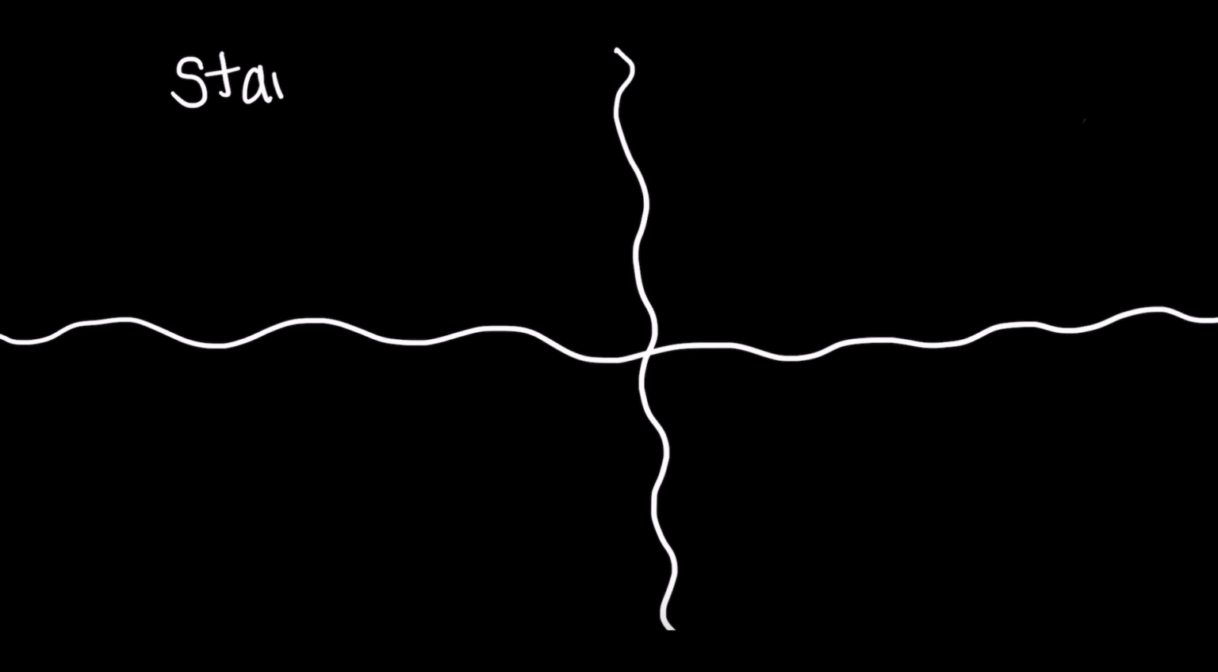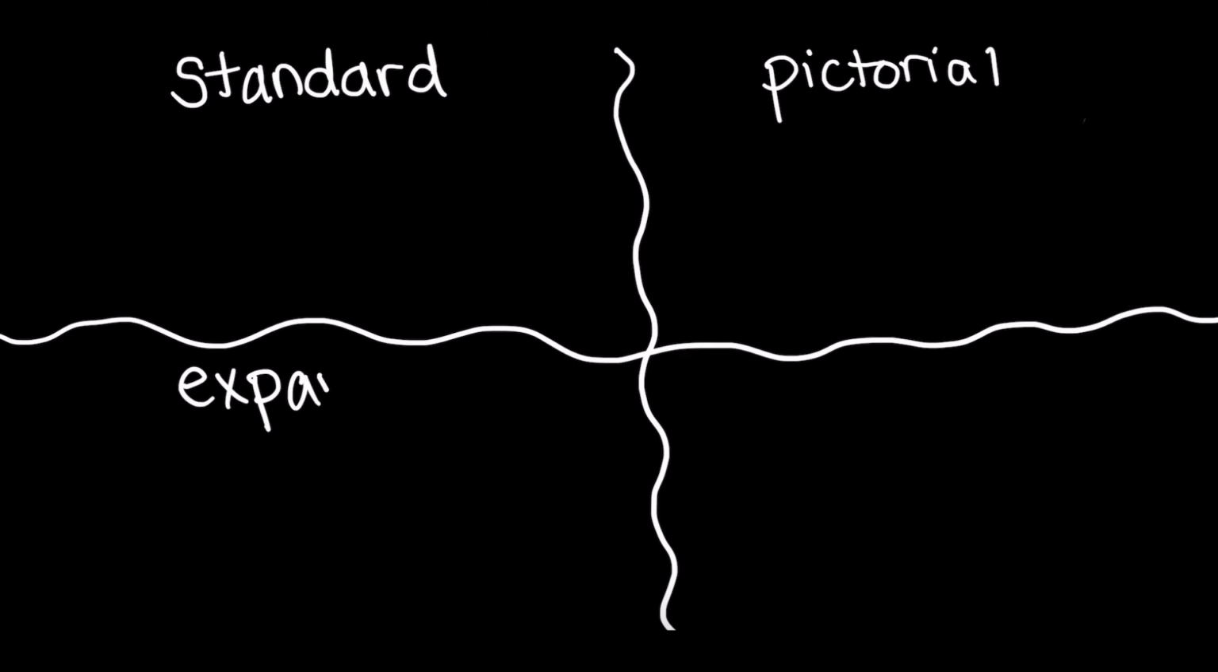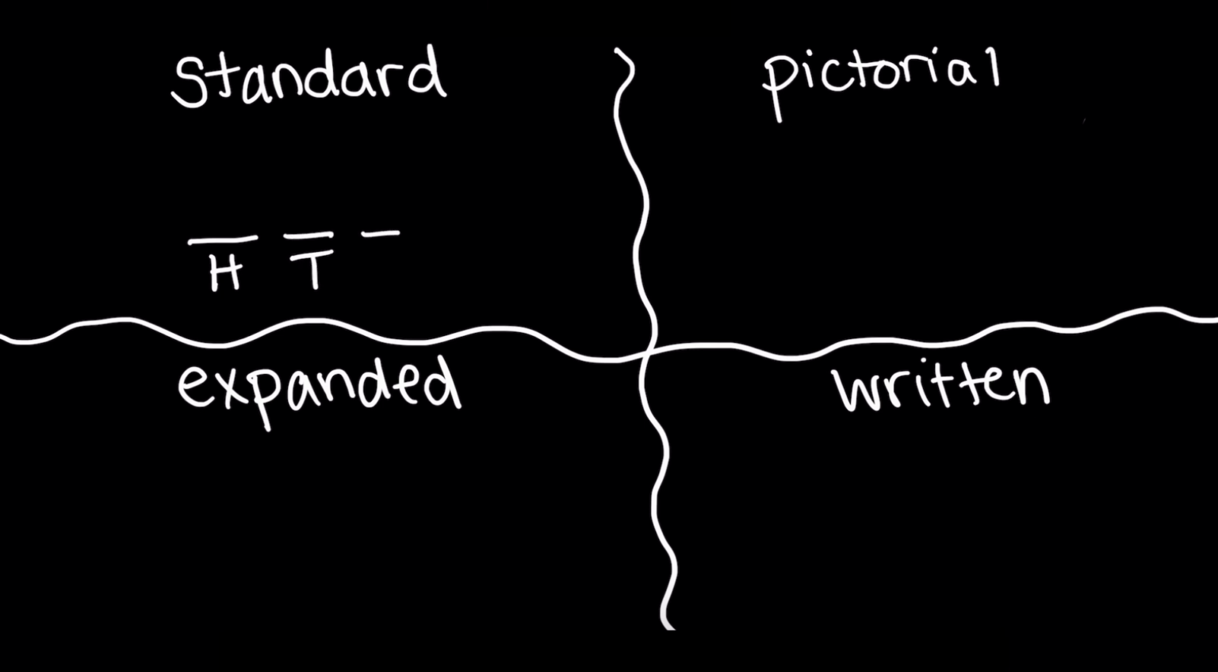So I need you to break your whiteboard into 4 sections, or if you're using a piece of paper, break your piece of paper into 4 sections, just like you see on the screen. I want you to label each section with the word that I'm writing. These are math vocabulary words that you need to know what they mean, and we are going to represent the numbers in standard form, pictorial model, expanded form, and written form. If you need to pause the video so that you can catch up to where I am, go ahead and do that now.